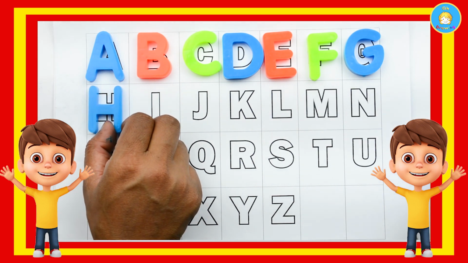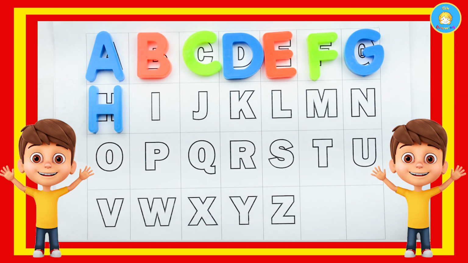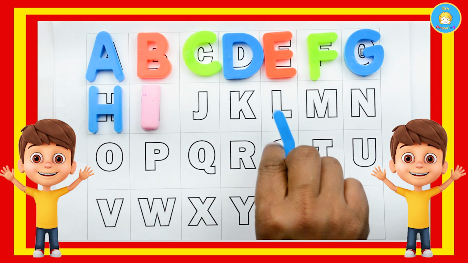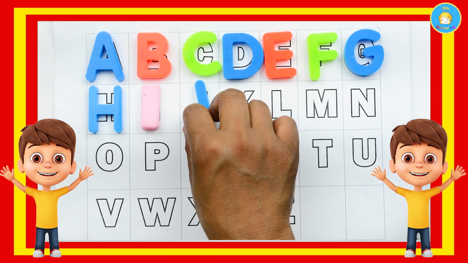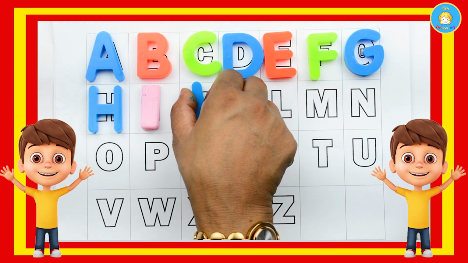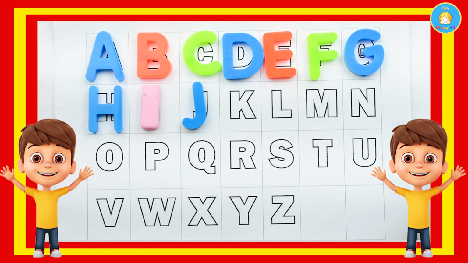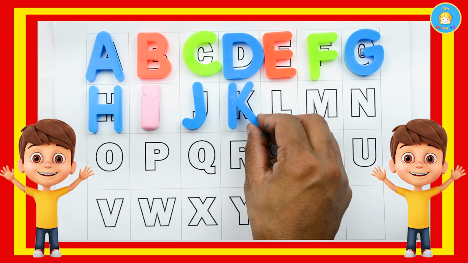H. H for hand. Next I, say ice cream. And J. Next J. Here it is, J. J for jug. H, I, J, K.